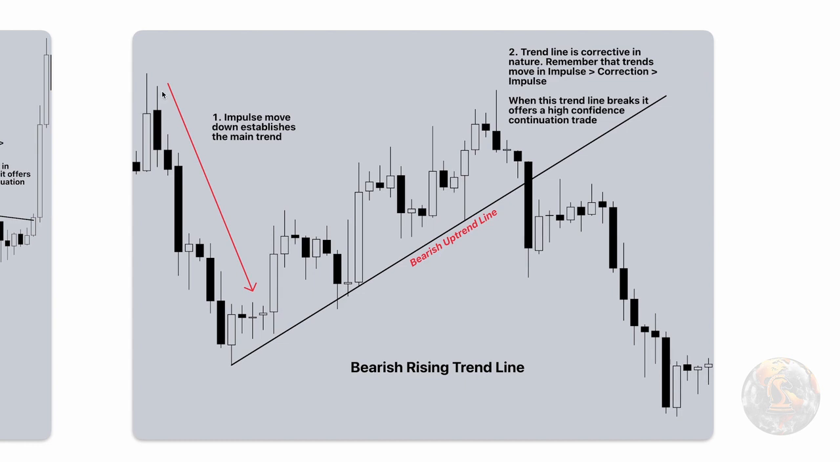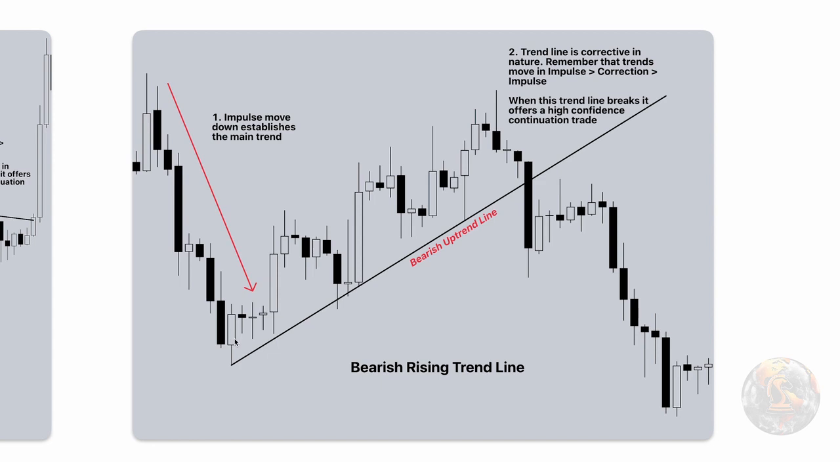First, again, as always, your impulse move establishes the main trend. So you should be noticing a theme here. It's not really a good idea to trade trend lines if there isn't a clear impulse before the trend line, because you must establish some high probability trend direction. So you have an impulse down, very few candles, strong move.